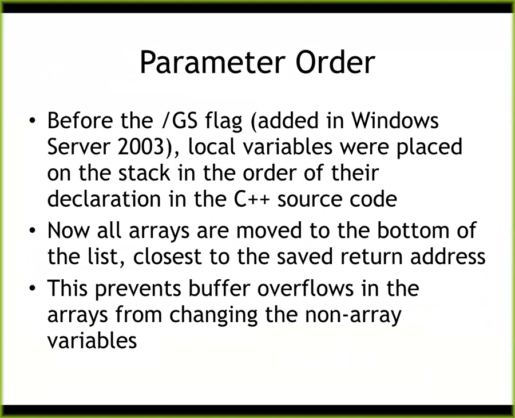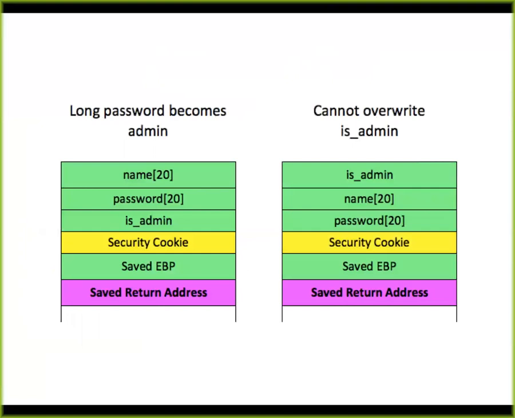There's another defense, which is just to rearrange the order of the parameters. Before the GS flag in Visual Studio, which came about in 2003, it would just put variables in the order the programmer defined them in. Now it moves them, so all the arrays go to the end. The idea is, if you have an array at the start, then you can overflow everything, get down here. If you move the arrays down to the end, then there are fewer things for me to hit. It decreases the damage of buffer overflows.